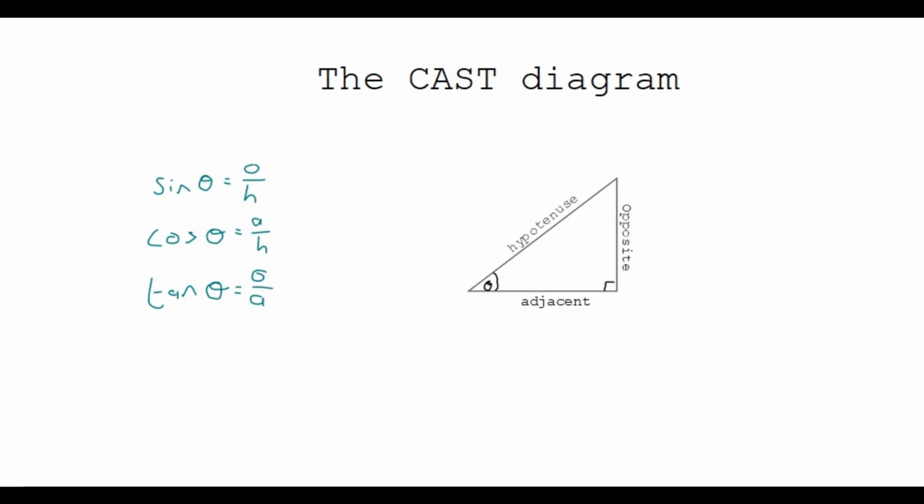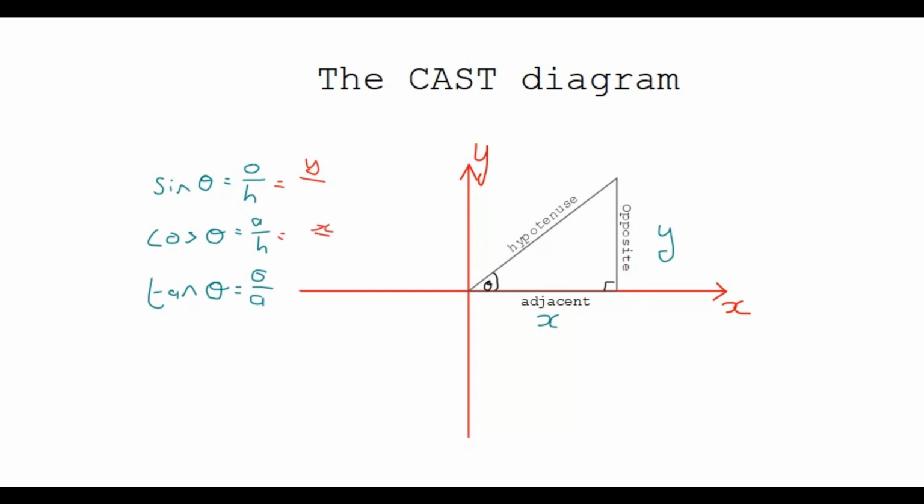Now, in order to understand the CAST diagram, you need to understand that we take that right angle triangle and pop it on the Cartesian plane, discussed in depth in grade 9. What we see now is that this opposite side is parallel to your y-axis, which means it carries y values. Likewise, your adjacent being on the x-axis will carry an x value. So, let's update our trig ratios quickly. Sine will have y over something, cos will have x over something, and tan will be y over x.